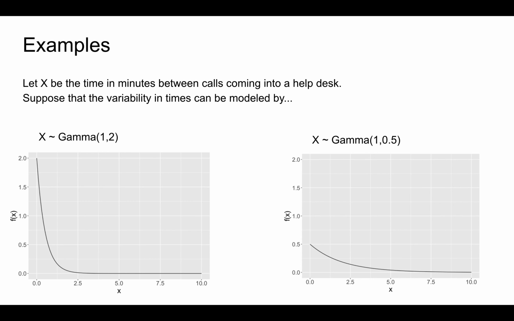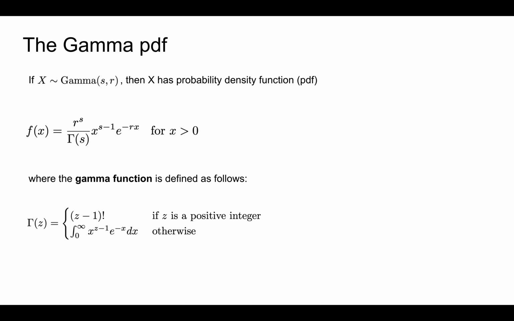Finally, if you've ever played around with an exponential probability model, these PDFs might look familiar to you. In fact, the gamma model with a shape parameter of s equals 1 and some rate parameter r is equivalent to the exponential model with rate r. For example, the gamma 1-2 model is equivalent to the exponential model with rate 2. These examples have given us a sense of the gamma model under different settings for parameters s and r.